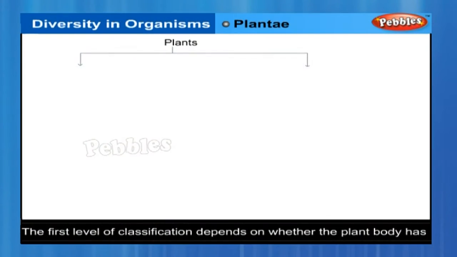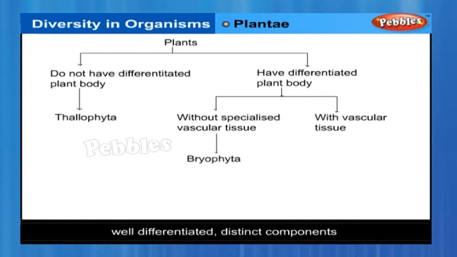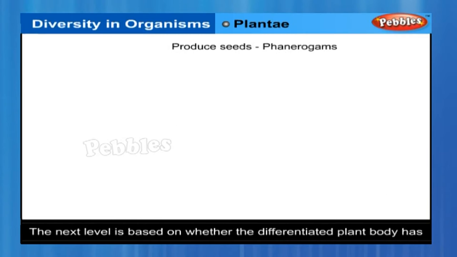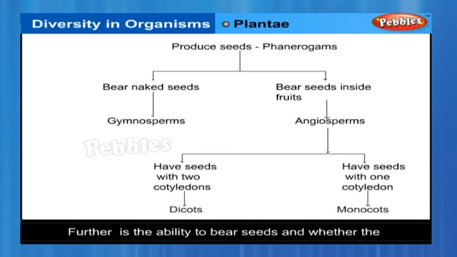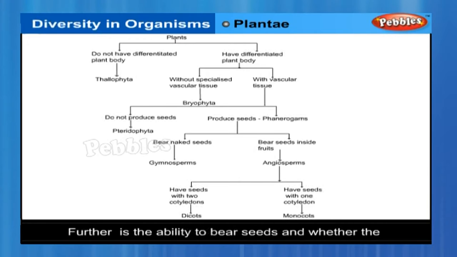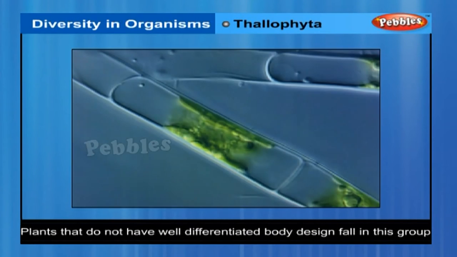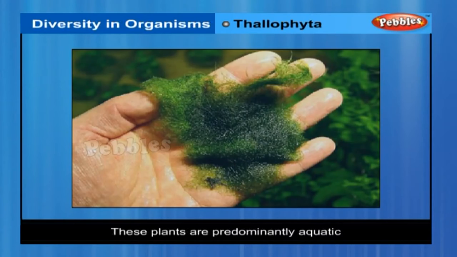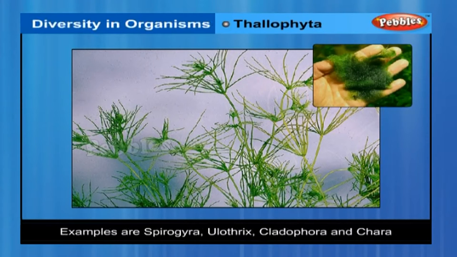Hierarchy of classification. Plantae. The first level of classification among plants depends on whether the plant body has well-differentiated, distinct components. The next level of classification is based on whether the differentiated plant body has special tissues for the transport of water and other substances within it. Further classification looks at the ability to bear seeds and whether the seeds are enclosed within fruits. Thallophyta. Plants that do not have well-differentiated body design fall into this group. The plants in this group are commonly called algae. These plants are predominantly aquatic. Examples are Spirogyra, Ulothrix, Cladophora, and Chara.